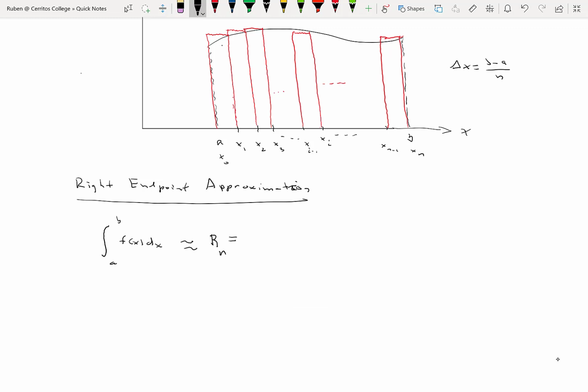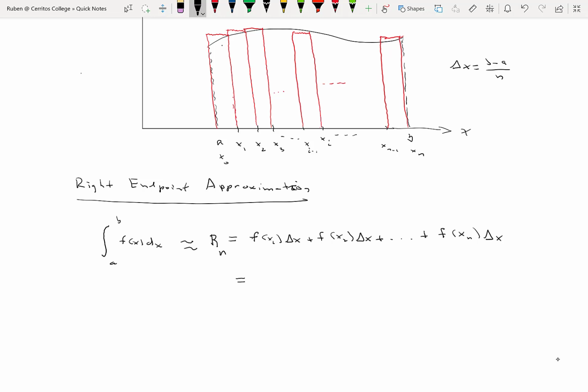The area would be the value of the function at x sub 1, that's the height, times delta x, plus the value of the function at x sub 2 for the second rectangle, times delta x, plus all the way up to the value of the function at x sub n, another name for x sub n is b, times the width of the rectangle. And that's our first formula. That's the formula for the right endpoint approximation using n subintervals.